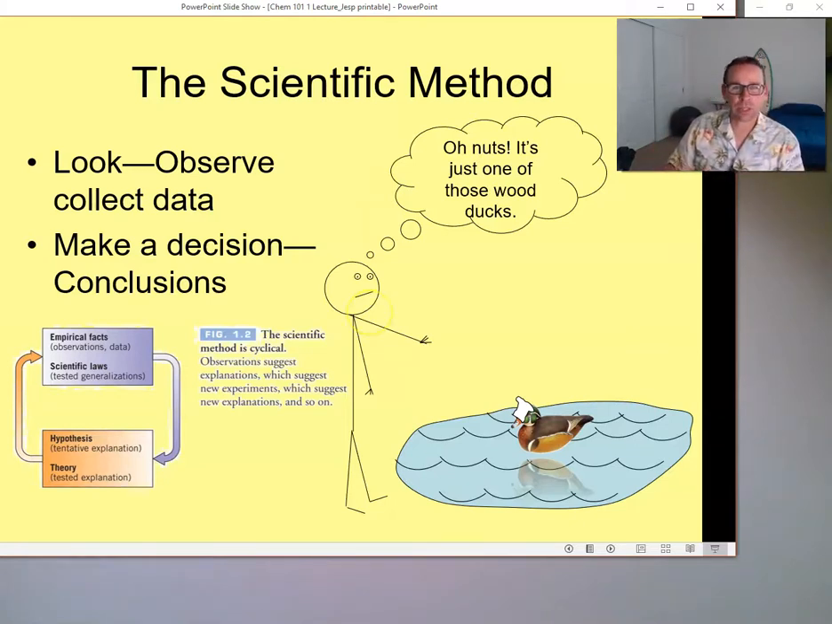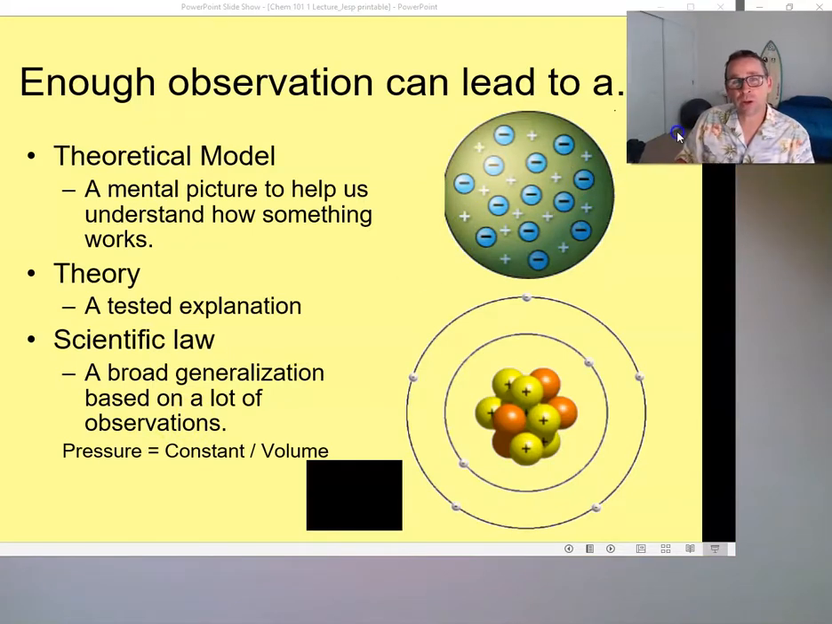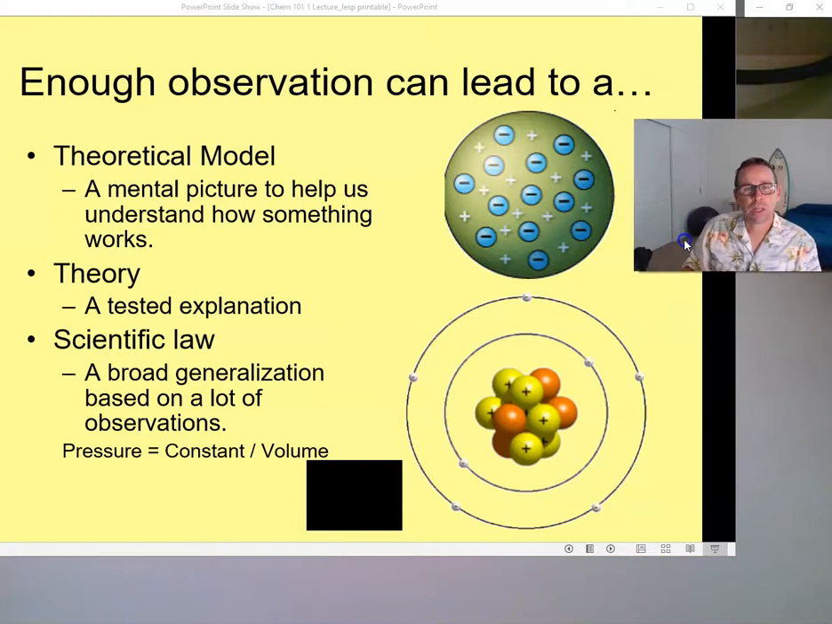It's cyclic in nature. Science is cyclic in nature. You have observations, hypotheses, and then there are experiments that are performed, and from those experiments you can have more observations and create more hypotheses. So once you do this over and over and over, you get what are called models. Now, a model, we might call it a theoretical model, because it changes. It can change now and then, and it does change.